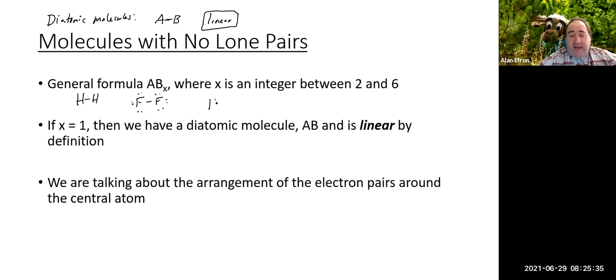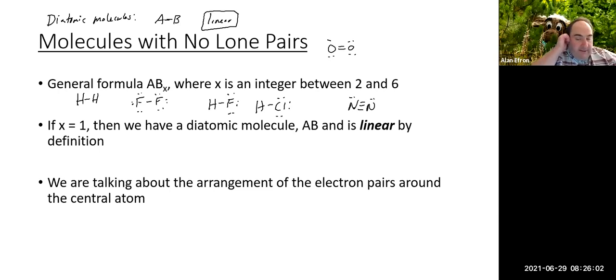If you had HF, it doesn't need to be two of the same, it's going to be linear because there's only one bond. If you had HCl, also going to be linear. In addition, sometimes people ask, what happens if you had something, say, like oxygen here, with a double bond? Doesn't matter. It's going to be linear. If you had something like nitrogen, which involves a triple bond, doesn't matter. It's going to be linear.